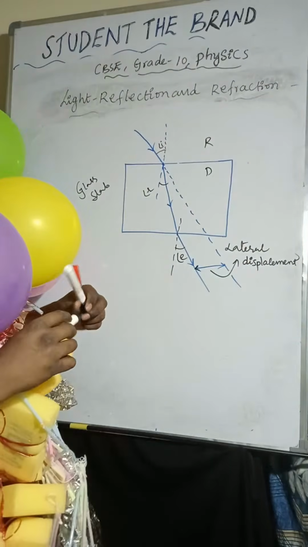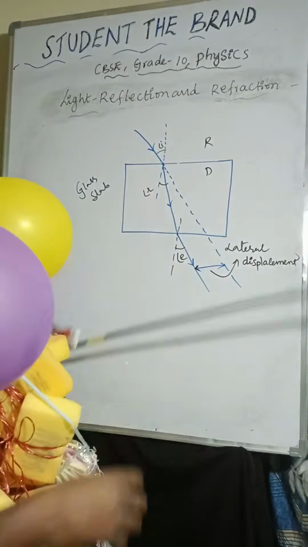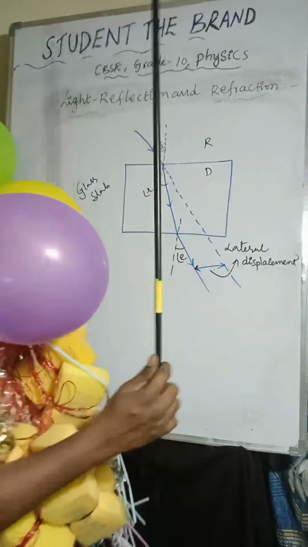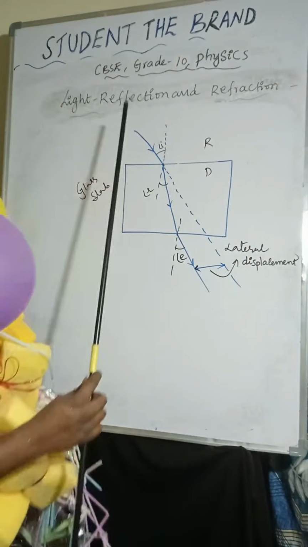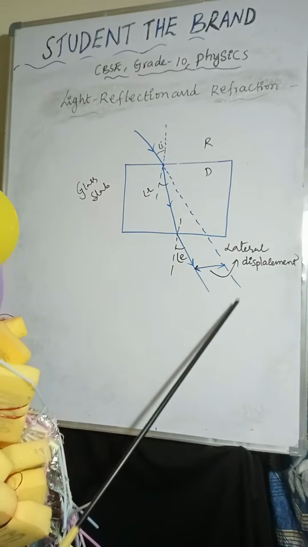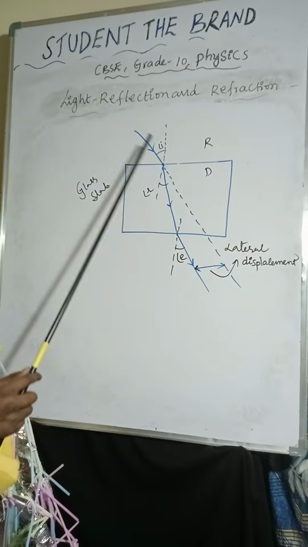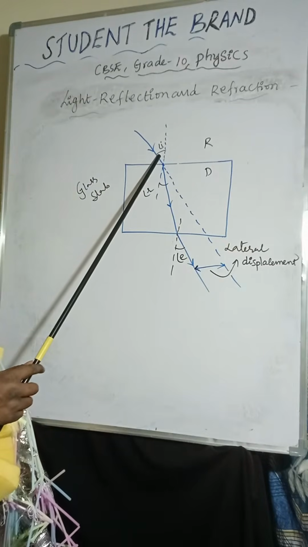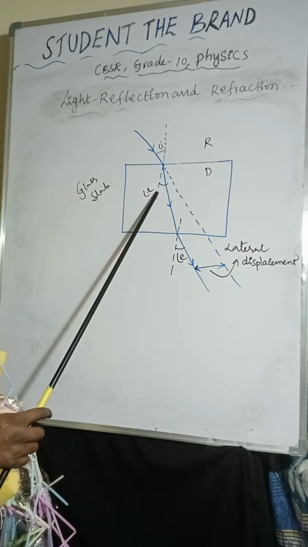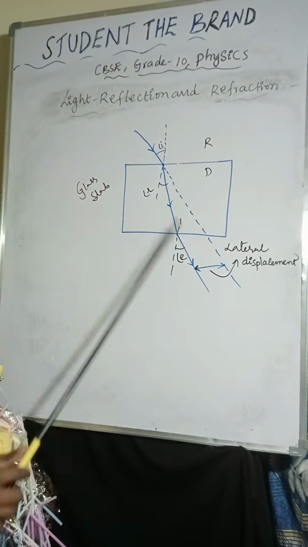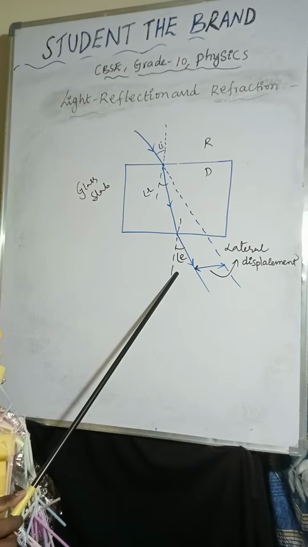Okay. So now you can observe here: this is the incident ray, refracted ray, normal line. When a light ray is moving from rarer to denser, the angle between incident ray and normal line is called the angle of incidence. The angle between refracted ray and normal line is called the angle of refraction. And the angle between emergent ray and normal line is called the angle of emergence.